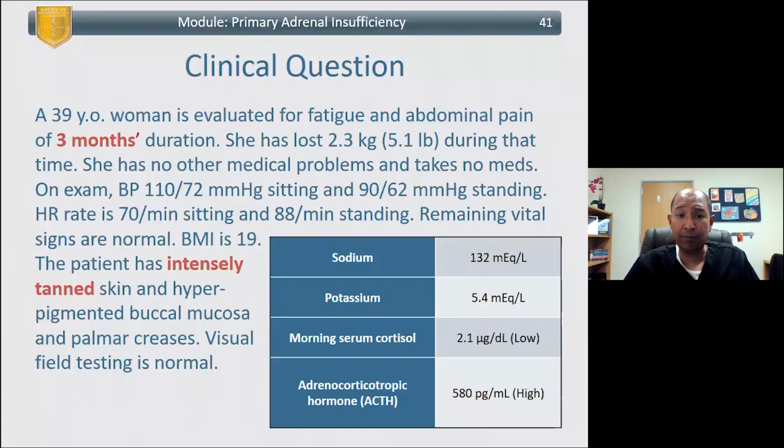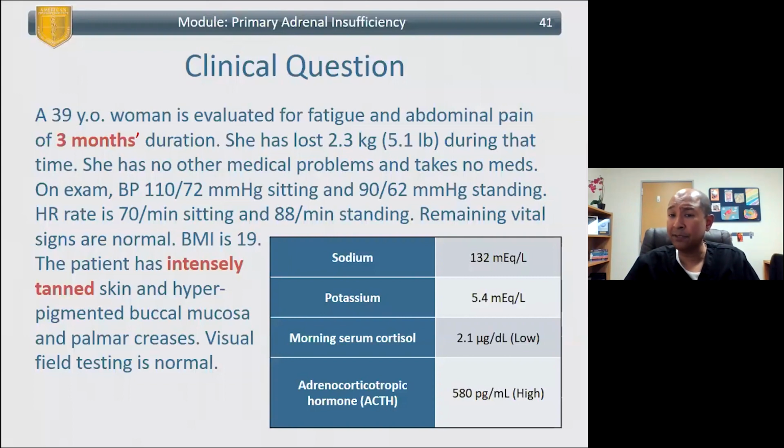On exam, her blood pressure is 110/70 sitting, and it goes down to 90/60 when standing. Sounds like she's orthostatic. Her heart rate is 70 sitting, goes up to 88 when standing. Remaining vitals are normal. Her BMI is 19. She has intensely tan skin, that's even in bolded red, and hyperpigmentation of the buccal mucosa and palmar creases. It's hyperpigmented. Visual field testing is normal.